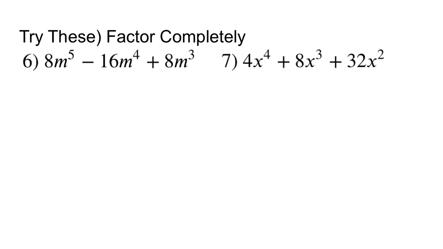Number 6, 8m to the 5th minus 16m to the 4th plus 8m to the 3rd. What's the GCF? Let's see here. What can I divide into all 3 of those terms?